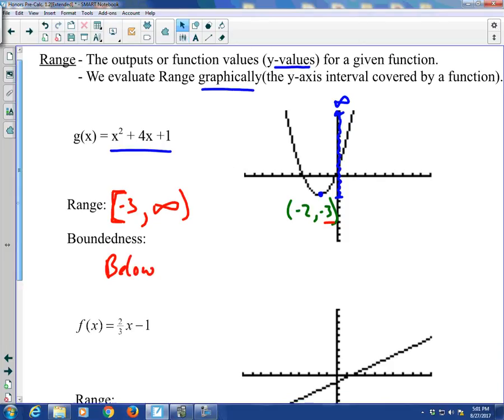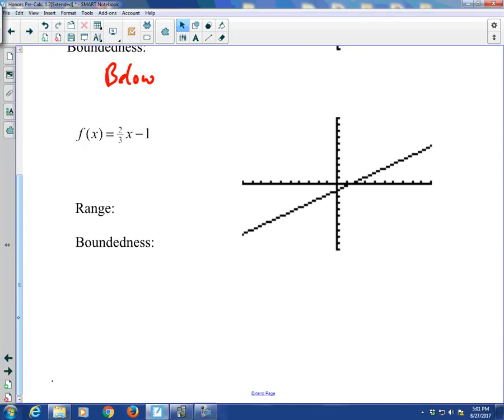If we take a look at our next function, we've got f of x as the linear function 2/3 x minus 1. So of course you'd want to type this into the calculator, and you would see the graph to your right here. So basically what we can see here with this linear function is an increasing function that continues on the slope of 2/3.